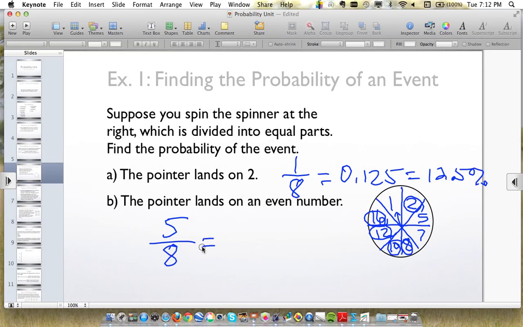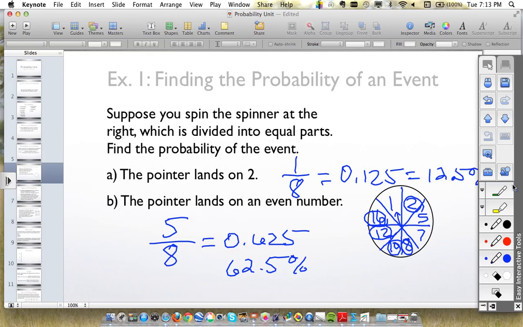So then, again, putting this into our fraction or decimal, we could have 5/8 or 62.5%. Now notice that this is slightly greater than 50%, so this is more likely to happen than not to happen. So if you were going to guess if it was going to land on an even number, and you said yes, right? You're more likely for it to land on the even number than for it not to land on the even number. So you're not a bad choice.